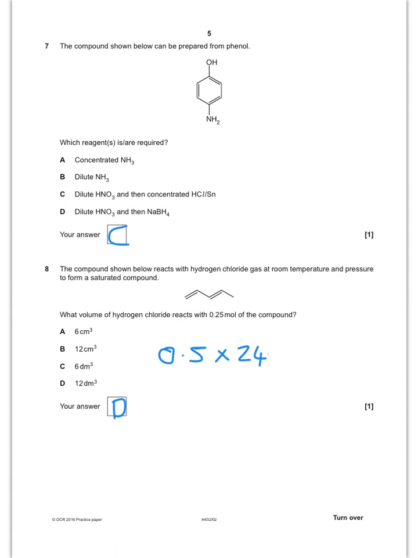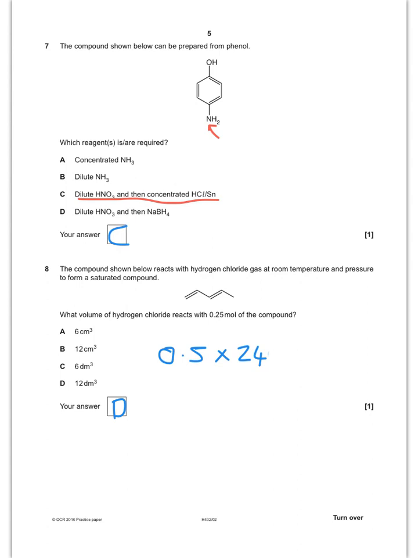So I want to make this compound from phenol. What do I need? First of all, I need to put a nitro group on here, and then you need to convert the nitro group to the NH2 group, and for the conditions for that you need C.